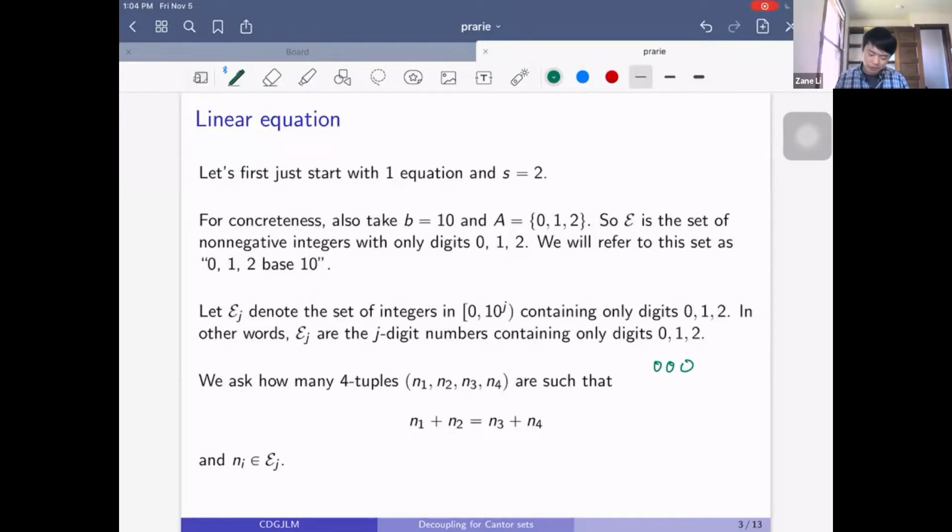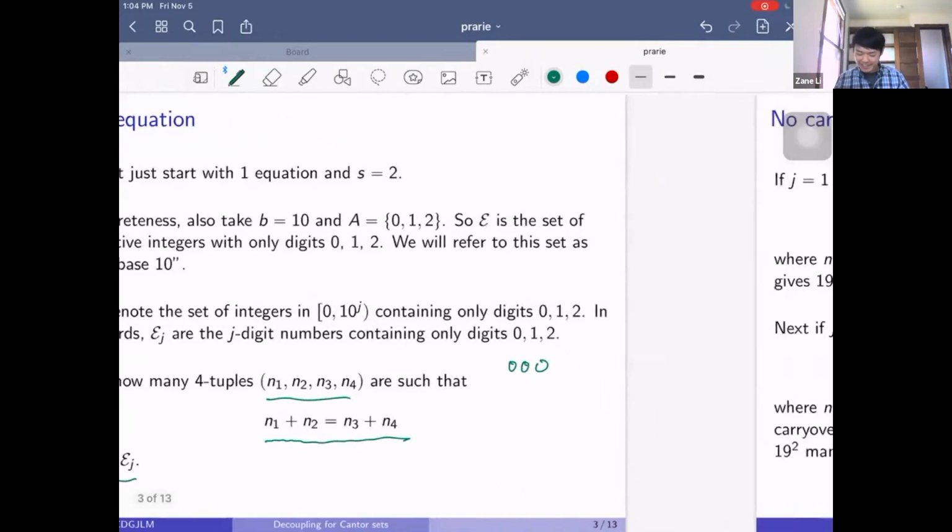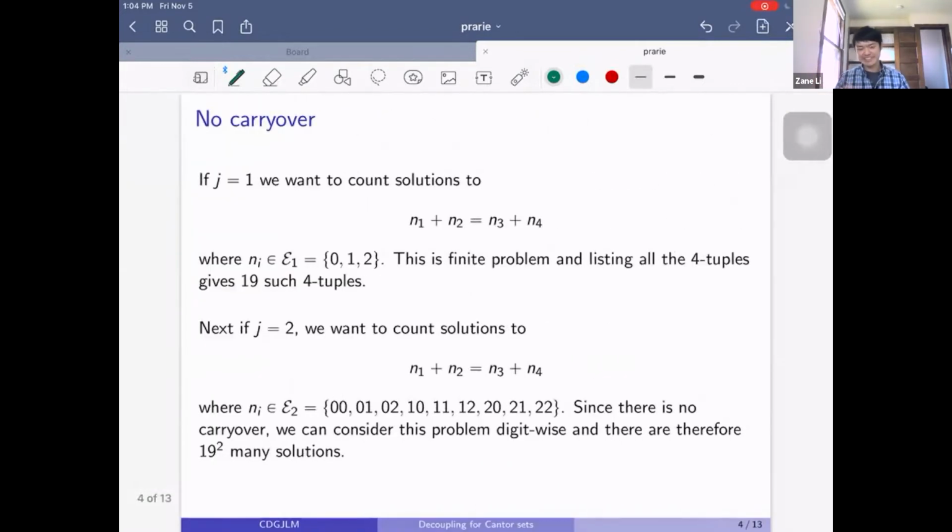We ask how many 4-tuples N1 to N4 are there such that N1 plus N2 is N3 plus N4, and these Ni's are all j-digit numbers containing only 0, 1, and 2. Let's make the problem even easier and specify j. Let's pick j equals 1. What is this problem now? We want to count solutions to N1 plus N2 equals N3 plus N4, where the Ni's are 1-digit numbers with all digits 0, 1, and 2. So each of the Ni's is 0, 1, or 2. So this is a finite problem, right?